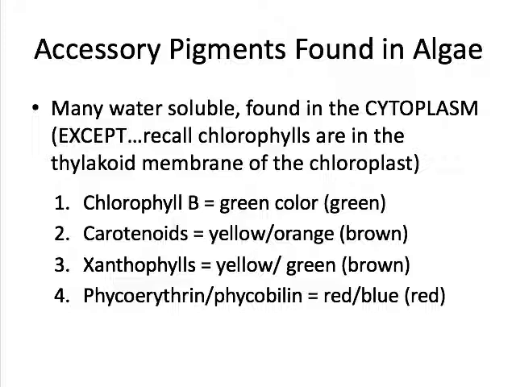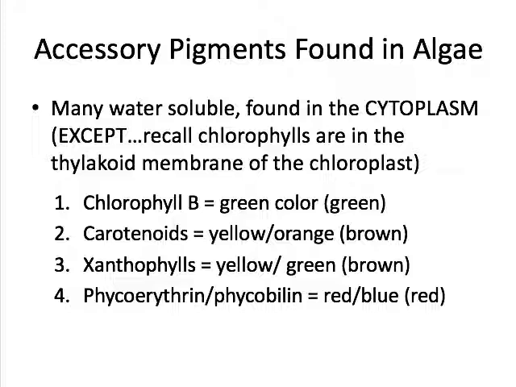There are some accessory pigments found in algae, just like we found in the plants. Many of these pigments are water-soluble, meaning they are found in the cytoplasm. There are exceptions, though. Remember, many of the pigments are actually found on membranes, and those are not soluble in water. For example, chlorophylls are found on the thylakoid membrane of the chloroplast.